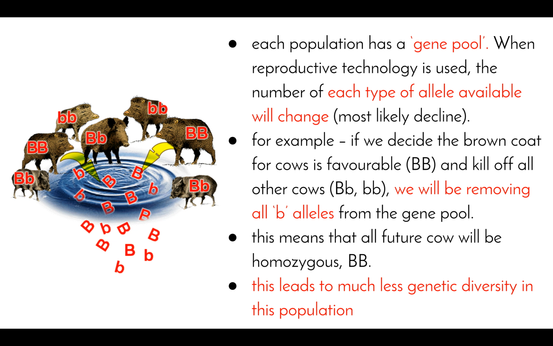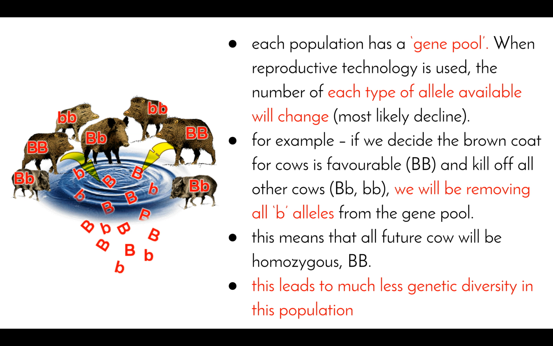So if we have a look at the example here, if we decide that the brown coat for cows is favorable, big B, and we kill off all the other cows, so those containing the little b, whether they're heterozygous or homozygous recessive, we will effectively be removing all little b alleles from the gene pool. This means that all future cows will be homozygous dominant, only carrying the big B genotype. This leads to obviously much less genetic diversity in this population, as every single cow is going to have exactly the same genotype and therefore going to pass on exactly the same alleles.